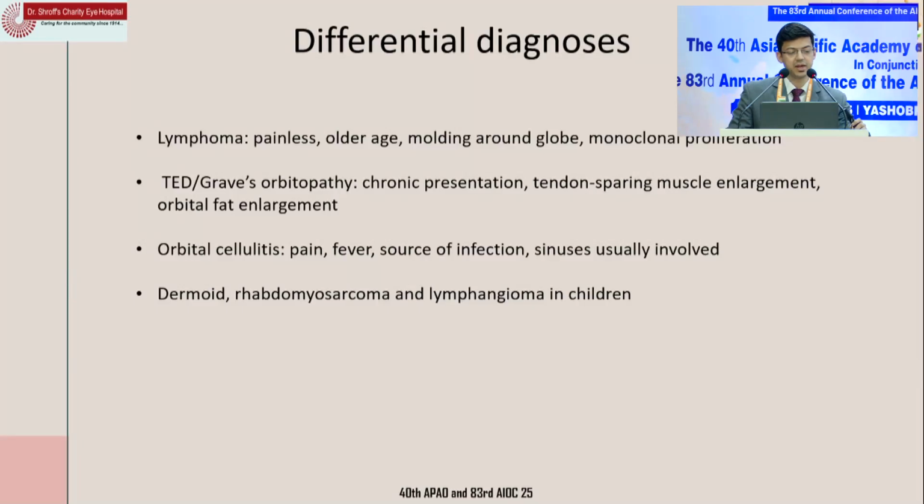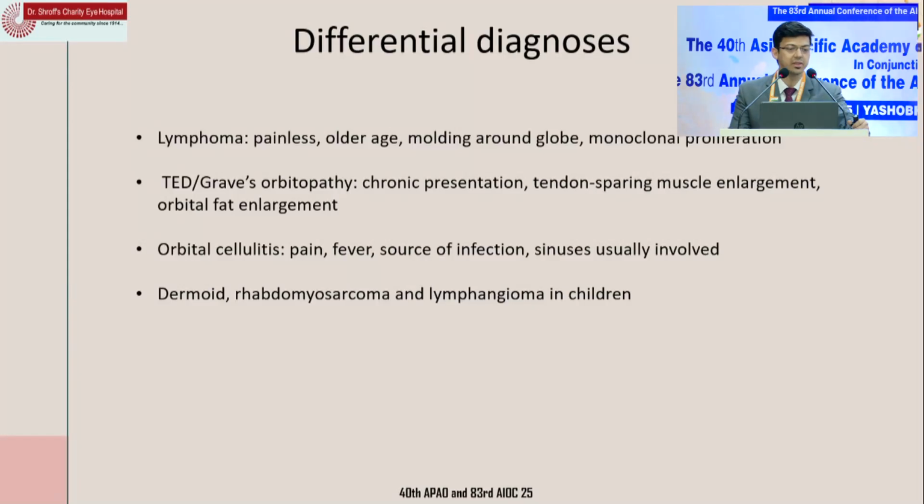Then thyroid eye disease is another very close differential for IOID. But unlike IOID, thyroid usually has a chronic presentation, and the patient may have history of thyroid disorder also. There will be lid signs, external signs. Apart from that, when you perform imaging, unlike IOID, there will be tendon sparing muscle enlargement, which is known as the Coca-Cola sign. And you'll also see orbital fat enlargement.